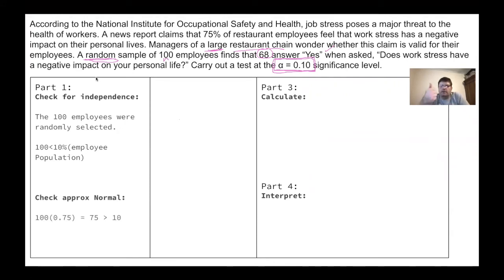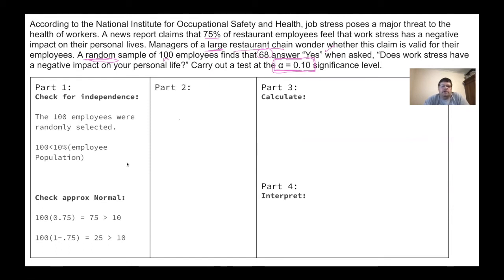So after I've done my independence, I've got my random word, I got less than 10%. I'm looking for 10 successes. So I'm going to take the threshold that they gave me that I'm looking for, which is the 0.75. And 0.75 times the number of people that I took is greater than 10. I should expect 75 successes and 25 failures. That's enough that I beat the 10 threshold at both levels. So that's enough to ensure normality.